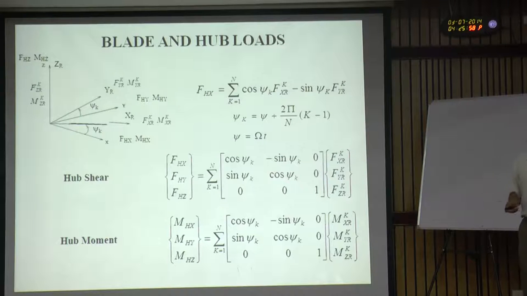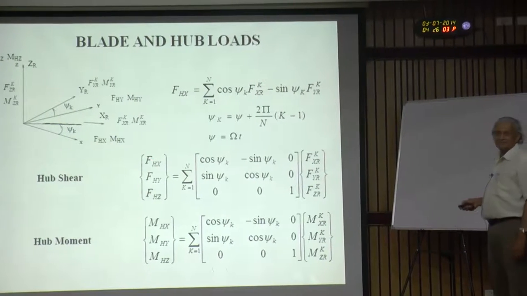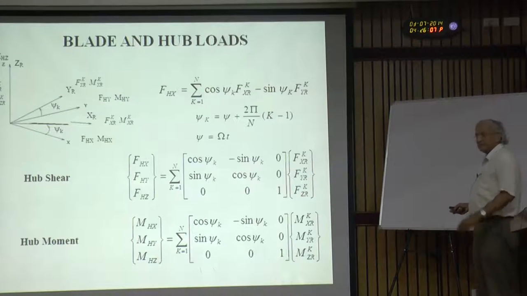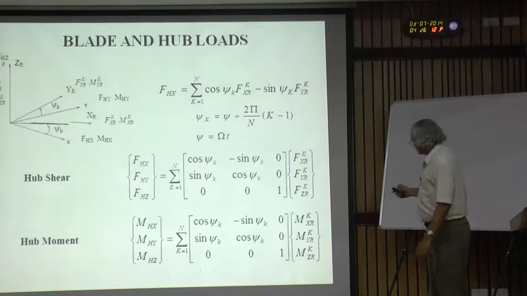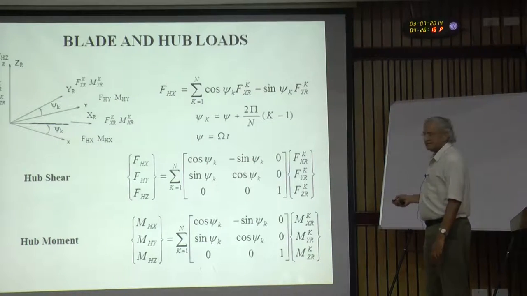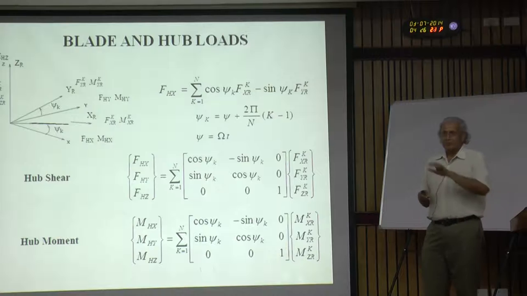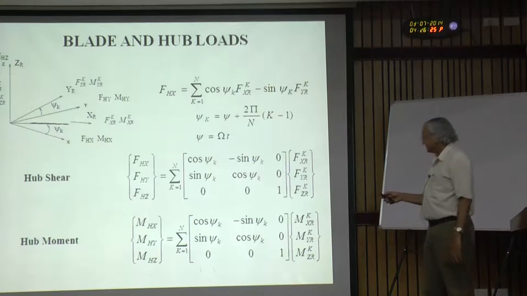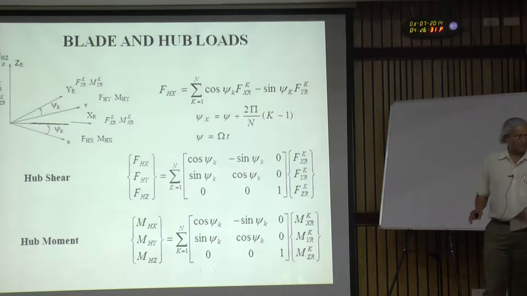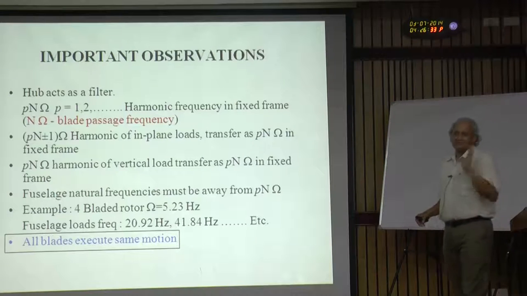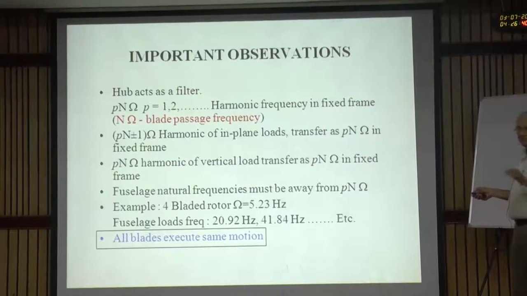That interesting thing is, this is the blade load, this is the hub load. Okay. Blade will have many harmonics, whereas when you do the summation here, some of the harmonics will drop out and only a few harmonics will get transferred to the hub. That is the key in this. Mathematically, you can prove it. That's why the important observation is the rotor hub acts like a filter.